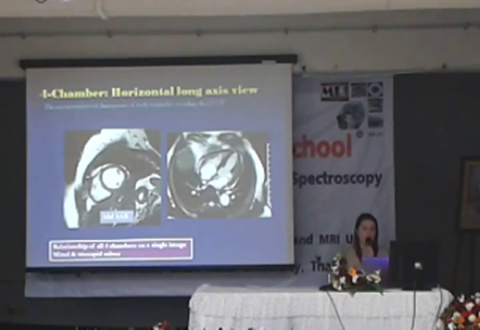The next view is called the 4-chamber view, or some call it the horizontal long axis view. In this view, you can visualize the relationship of all 4 cardiac chambers on a single image, and can visualize the mitral valve and tricuspid valve.